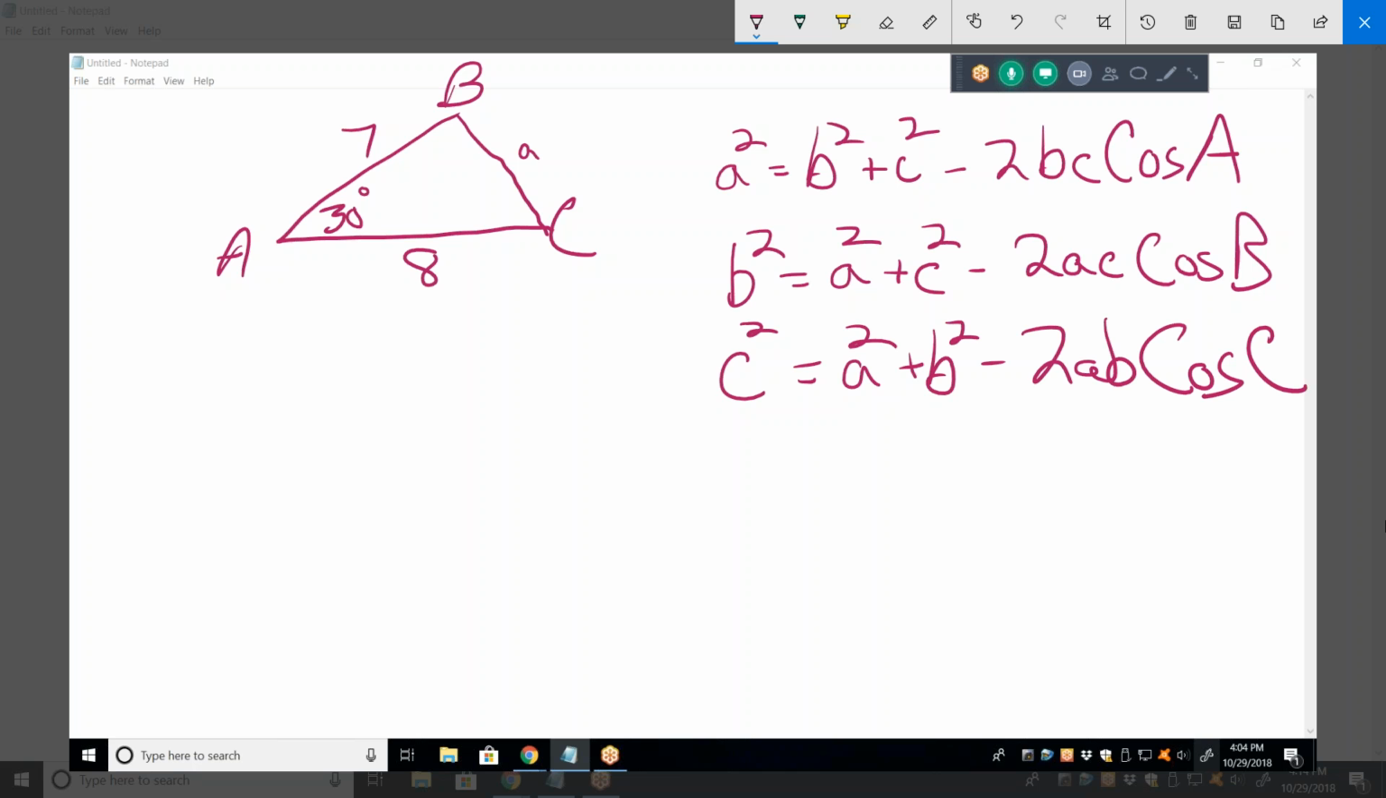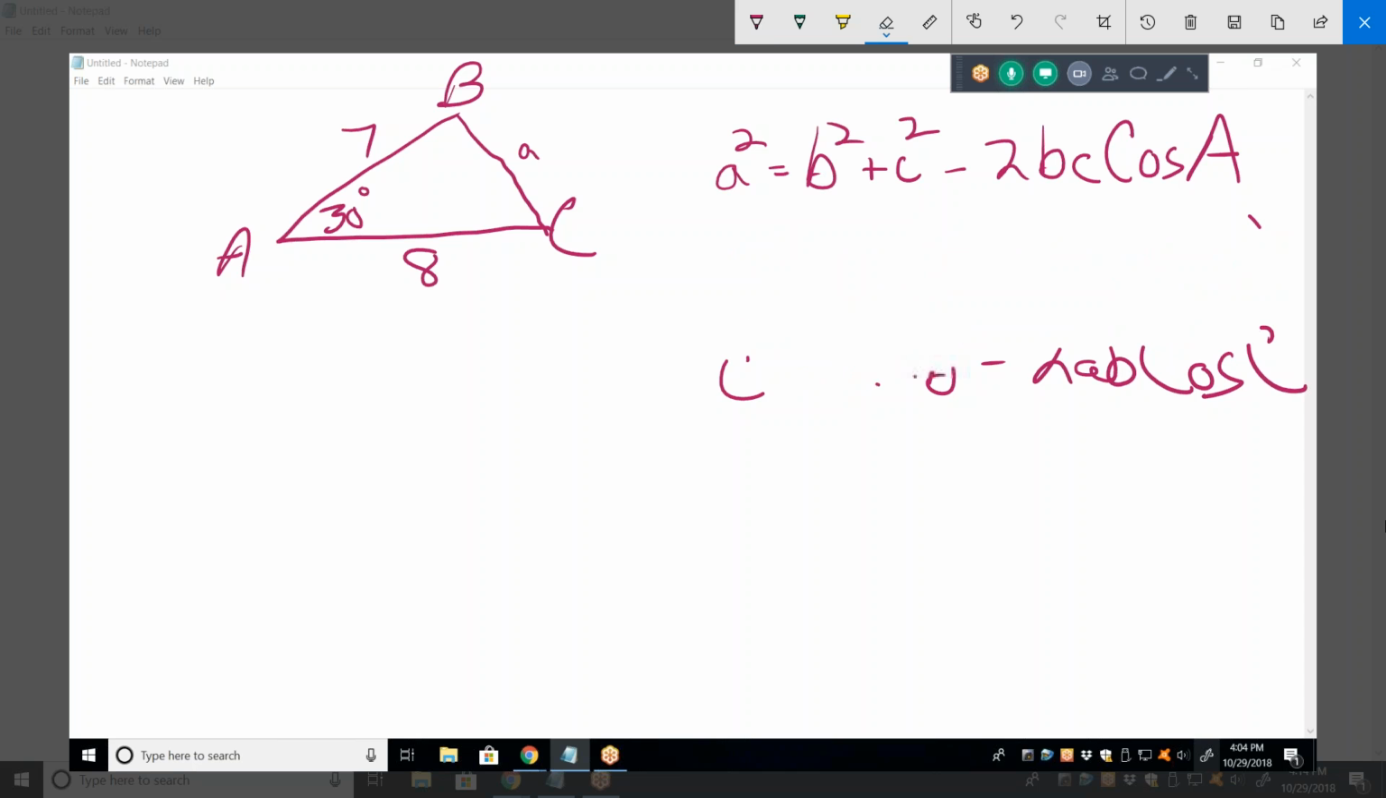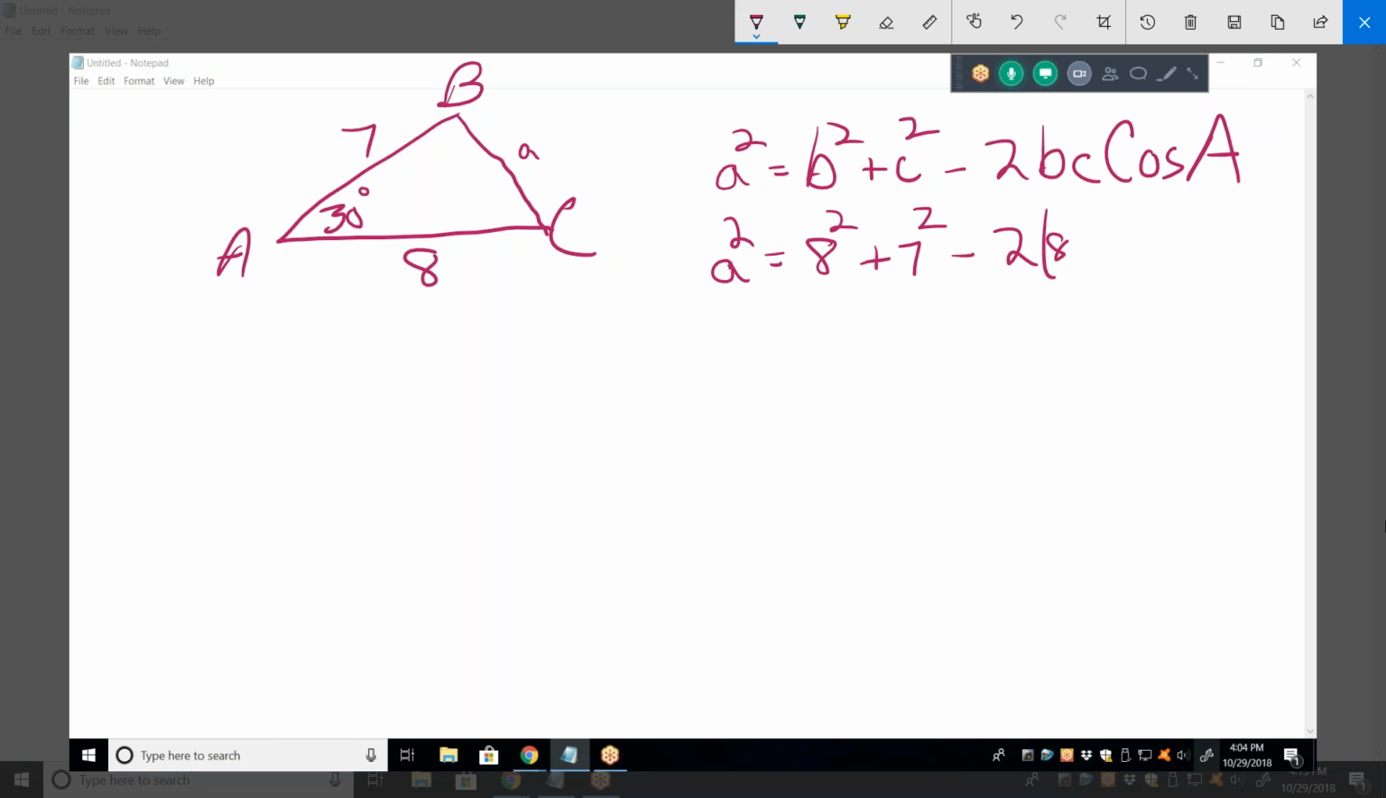Those are the three laws of cosines. You can use whichever one is appropriate. Which one would I use in this case? The first one, a squared equals b squared plus. So let me erase all this so I have some room. There is another situation where you could use any of the three equally. Okay, so let's fill it in. We get a squared equals 8 squared plus 7 squared minus 2 times 8 times 7 times the cosine of 30 degrees.